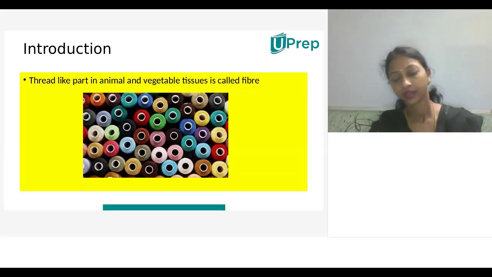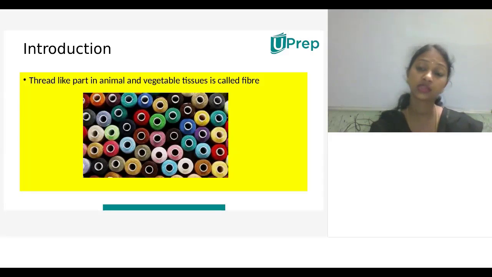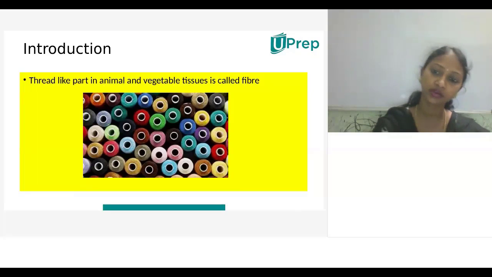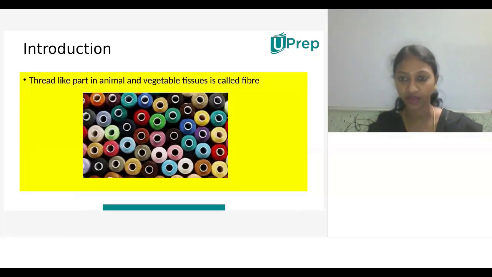Yes, children. As we have learned in the introduction, thread-like parts in animals and vegetable tissues are called fibers. This lesson deals with fibers to fabrics: how these fibers are formed, if it is a natural fiber, and what kind of fabrics they finally form after weaving.